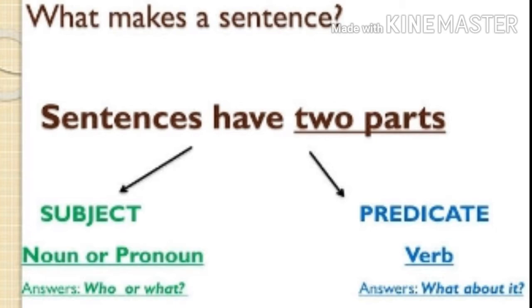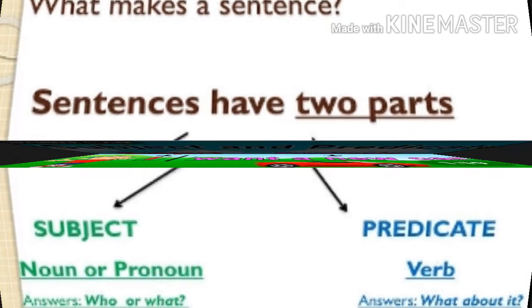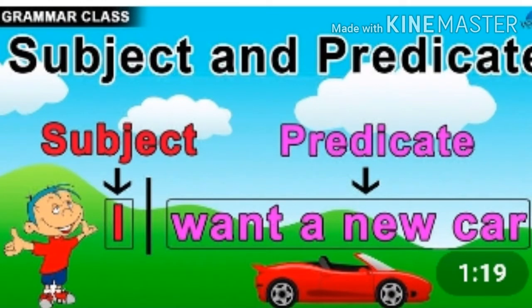Students, now let's see some examples. Can you see on your screen? I want a new car is the sentence over here. Now can you see about what we are talking here? About I. Can you see the child? About that child we are talking in this sentence.